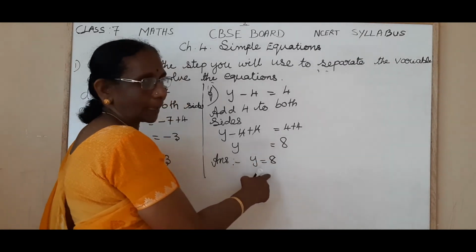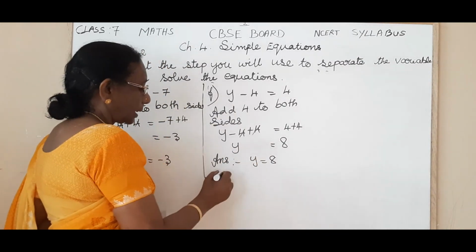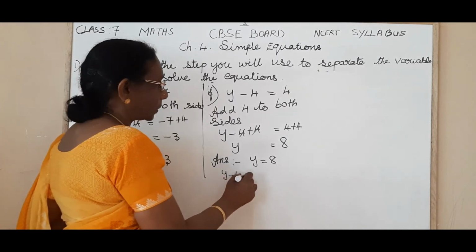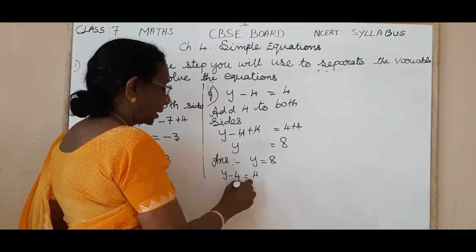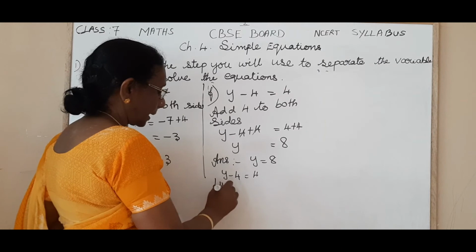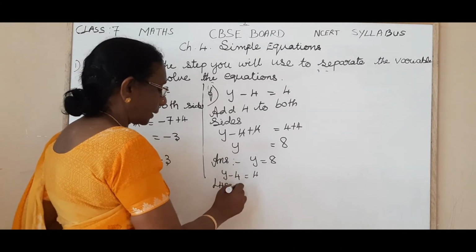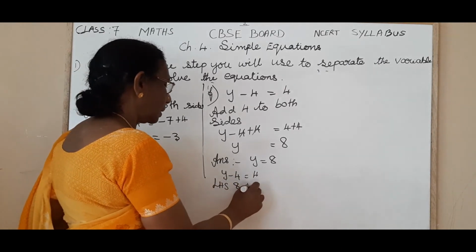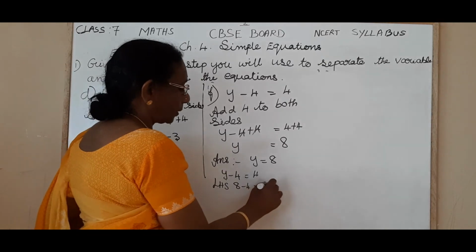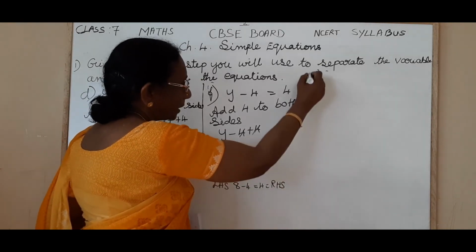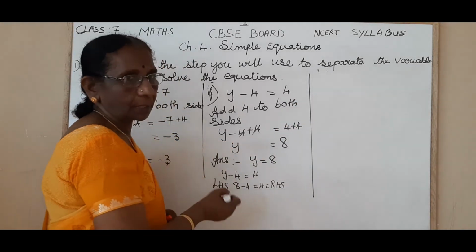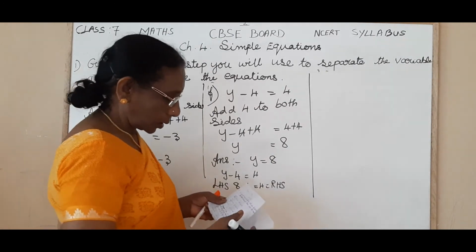You can check your answer, children. How to check? In the equation y minus 4 is equal to 4, you have to take the left hand side. What? Y. Instead of y, you write 8 minus 4 is equal to 4, which is equal to RHS. So in each equation, you can check whether your answer is correct or wrong.